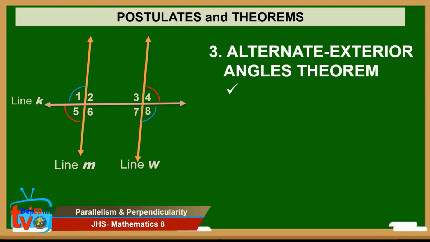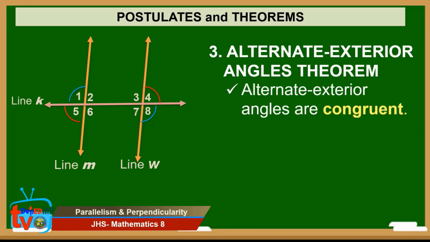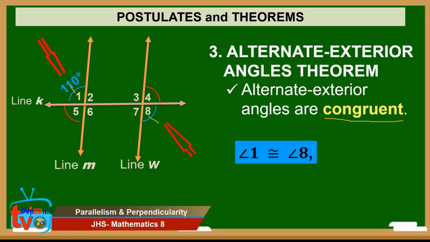Number 3. Alternate exterior angles theorem. Again, look at the marked angles. This states that alternate exterior angles are congruent. From our figure, we can say that angle 1 is congruent to angle 8. So, if angle 1 measures 110, then angle 8 is also equal to 110.